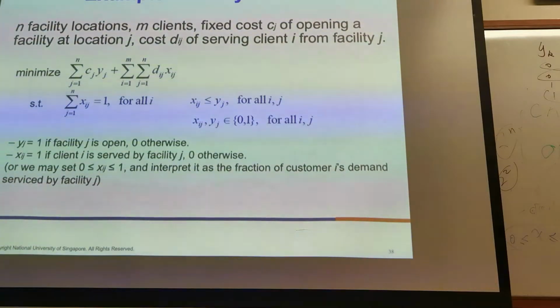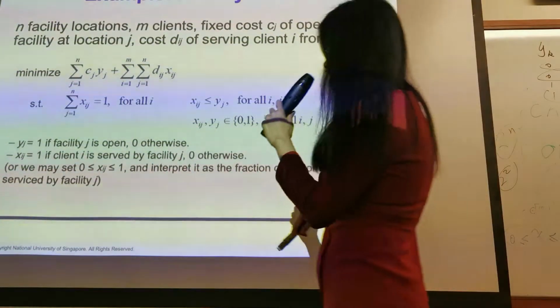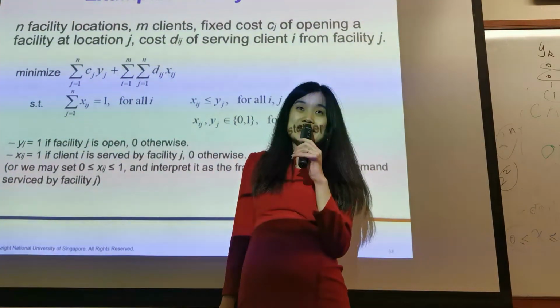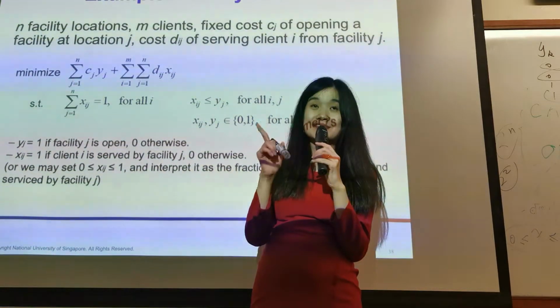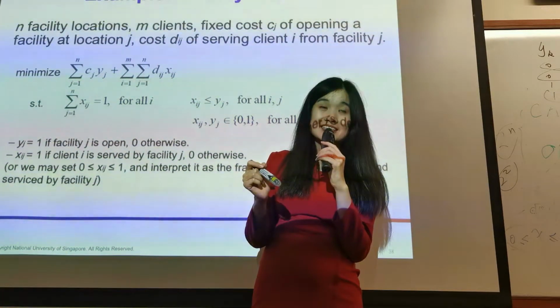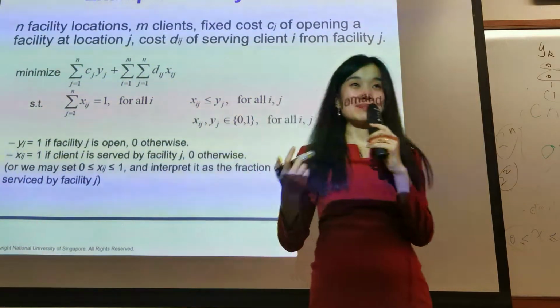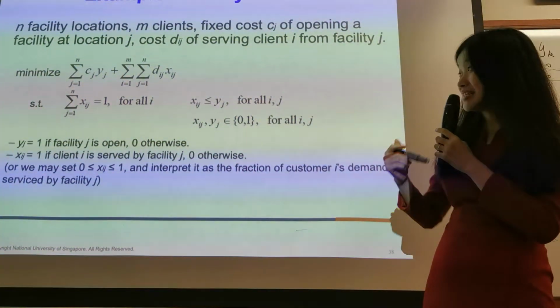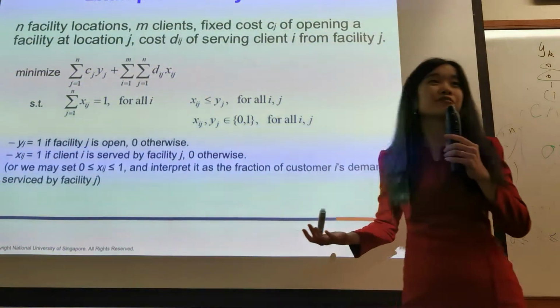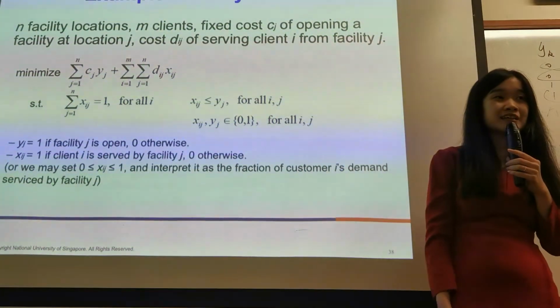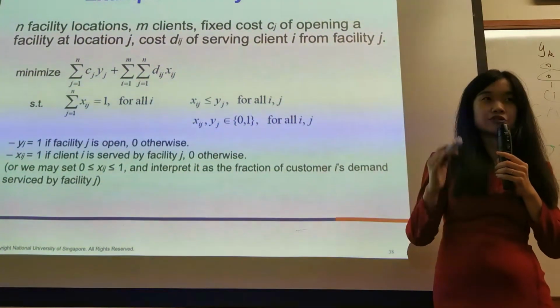So it means this: if we sum xij together equals 1, it means exactly one facility serves this client. It cannot be larger than 1, cannot be 2, but just 1. It cannot be 0, it must be served, but only served by 1. But this is not necessarily true in the real world. So when you model your own problem, you should think about which constraint you should add.